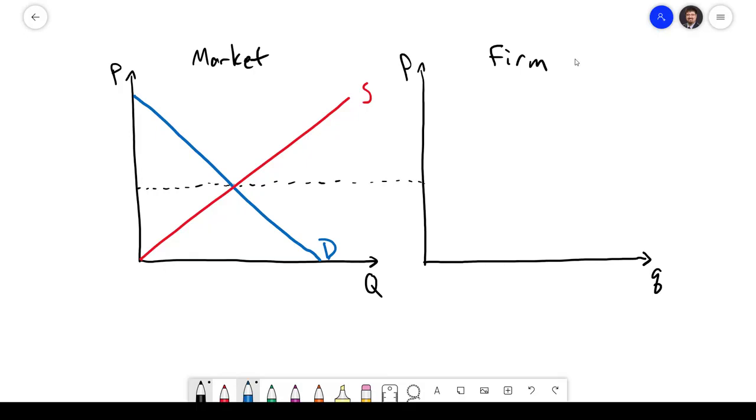Since firms have to just take the market price as given, the demand curve at the firm level is simply a horizontal line at the market price. If a firm attempts to raise the price above this, they're going to sell nothing because everyone else is selling an identical product, and the consumers will simply switch over to buying from the competitors who are still charging the market price. This is what we mean when we say that an individual firm in perfect competition is a price taker.